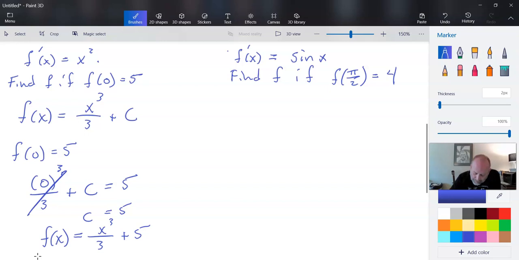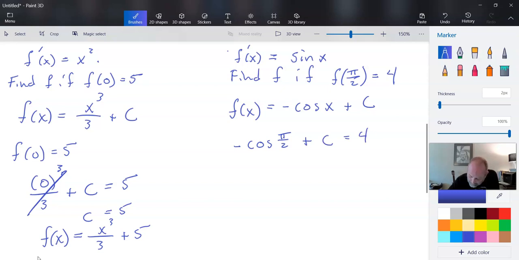Okay, so over here, we had f prime was sine x, and we worked out that f of x had to equal negative cosine x plus some constant. So now we have function values, and we're told that f of pi over 2 is equal to 4. Well, let's see what that does. So f of pi over 2 would be negative cosine of pi over 2 plus some constant is equal to 4. Okay, well, cosine of pi over 2.